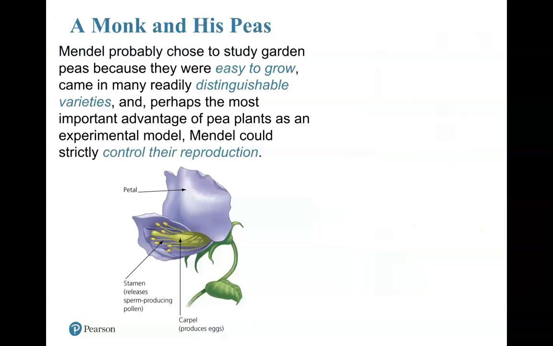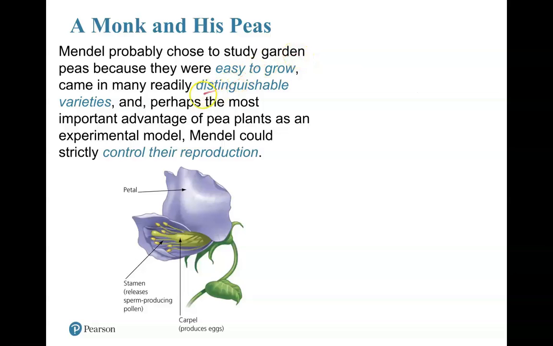So why did he choose peas to perform his genetic experiments on? He probably chose these peas for the reason that he was very interested in just growing them quite easily. So being able to have the space to run the experiments, being able to control this growth process, he found that quite desirable in garden peas.